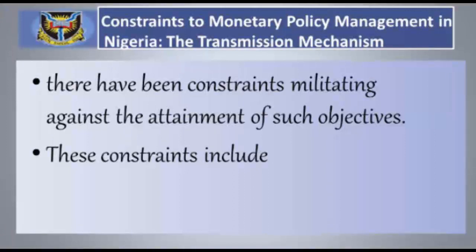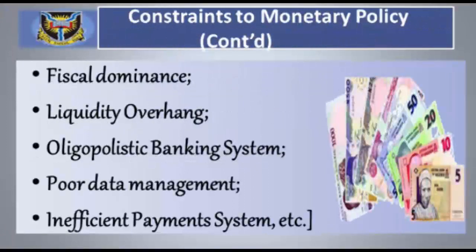These constraints include: number one, fiscal dominance. Fiscal expansion and the concomitant large deficit averaging about 3% of GDP have militated against the efficacy of monetary policy in Nigeria. In 1999, the level of fiscal deficit was 8.4% of GDP.